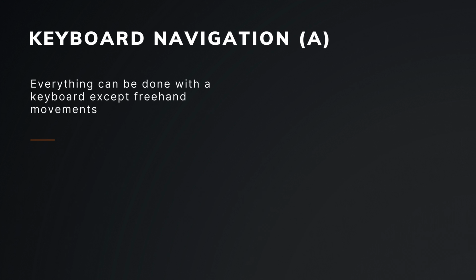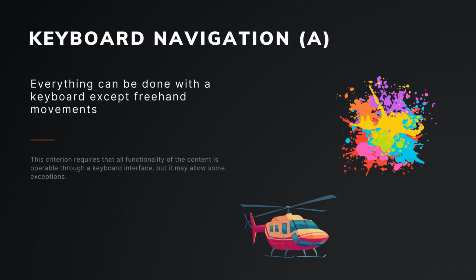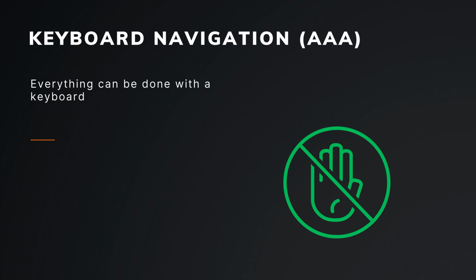The next one is keyboard navigation. It's for when people can't use a mouse. For level A, almost everything on a website should work with just a keyboard. But there are some exceptions. Games or activities like a pilot simulation might need a mouse. This is okay, the same as a painting program. With AAA level we don't have any exceptions. Everything can be done with a keyboard.